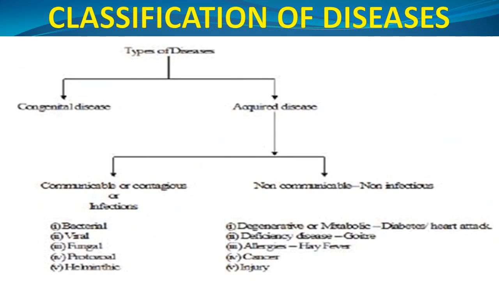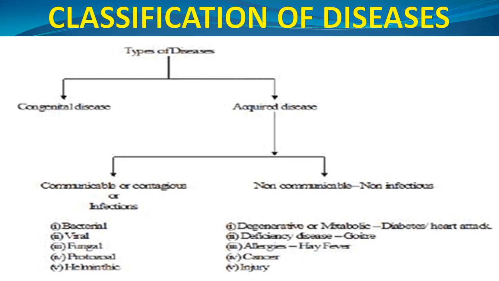Now, diseases can also be classified into further categories like congenital diseases and acquired diseases. Congenital means by birth, acquired means after birth, because of environmental factors or other factors that also contribute to the disease. Now again, acquired diseases, as I told, are further divided into two types. One is communicable diseases, another one is non-communicable diseases.